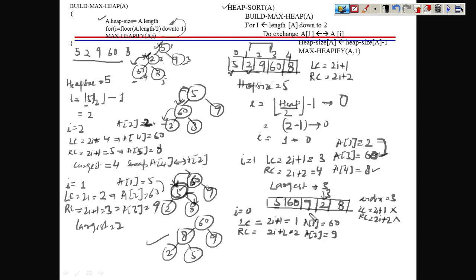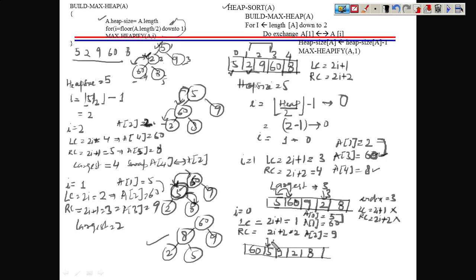Your value at index 0 is 5. So you have to compare whichever child is the maximum. You will find that 60 is the maximum, so you are going to swap these two values. When you swap these two values, you will get 60, 5, 9, 2 and 8. And after swapping, you will be here at index 1.